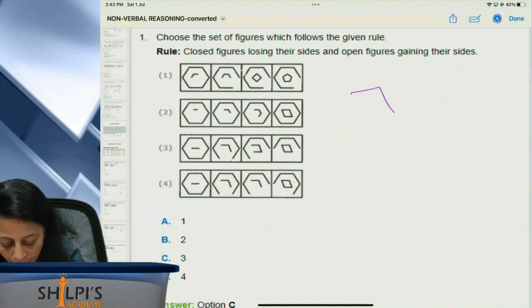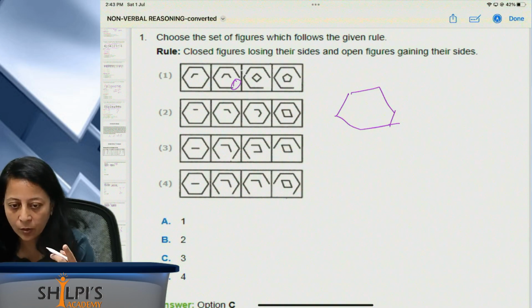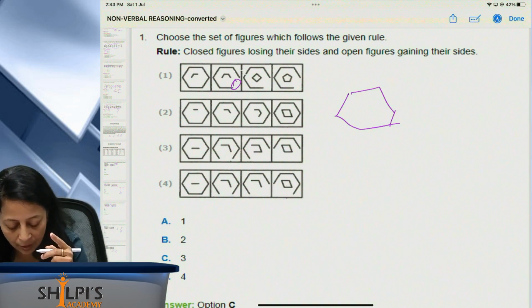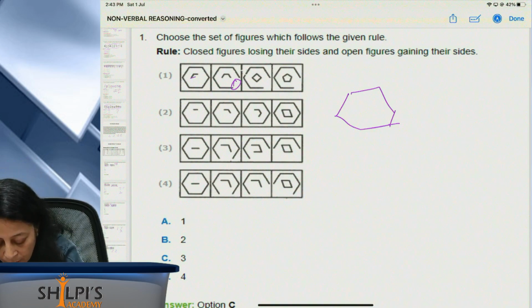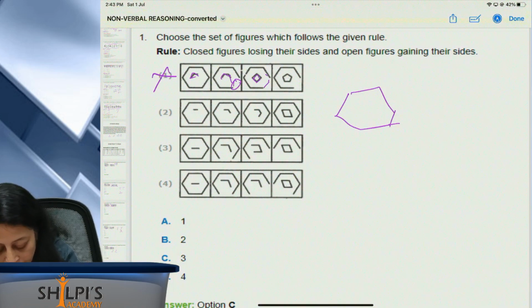So you can see that the first figure is a closed figure, so you can see that 1 is lost. When an open figure gains 1, closed figures lose 1. Here it is 1 and 2. Once it gained 3, you lost 1. Once it gained 4, you would have lost more than that. So this is not the right one. Here you can see that it has increased in the second one, but it is not closed, so it is not even the second.